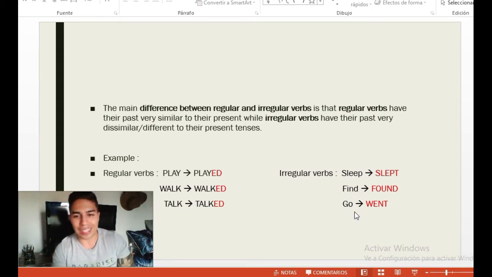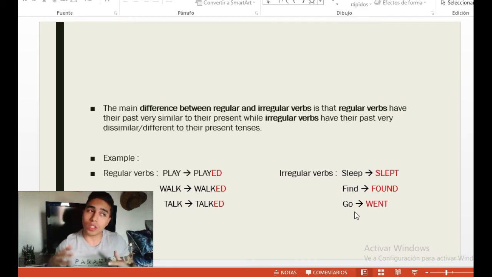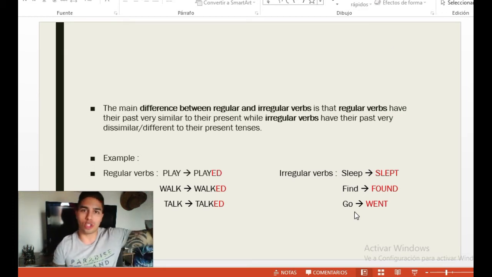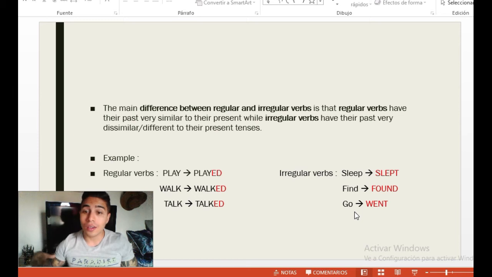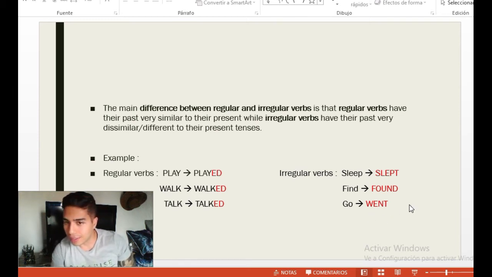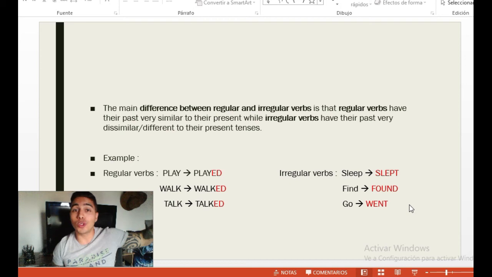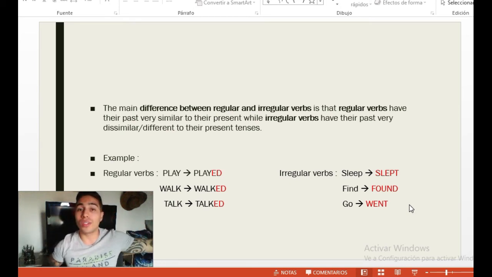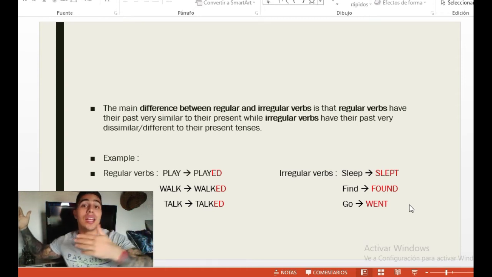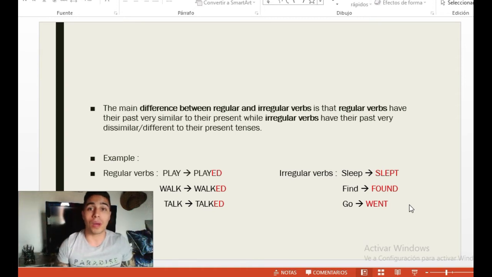And finally, the last example is when we use go. Go is very easy to use. I go to the church, I go to the school, I go to my bedroom, I go to the bathroom. That is in present. But if we are going to talk about the past, a long time ago, we are going to use went. For example, I went to my grandma's house. I went to a supermarket. I went to the cinema. I went to the living room. I went to my parents' bedroom.